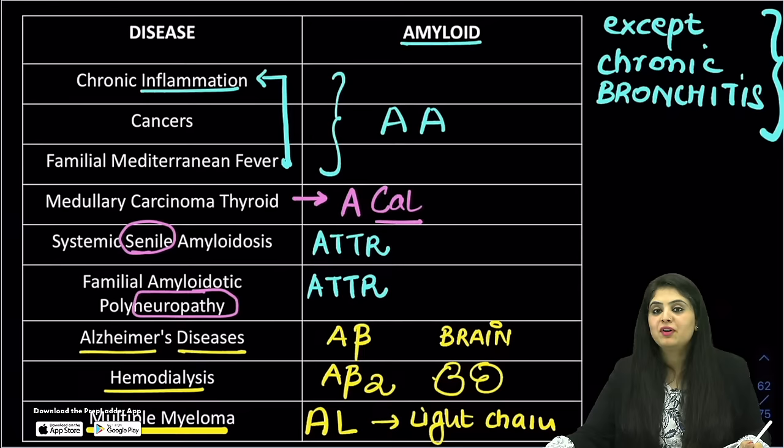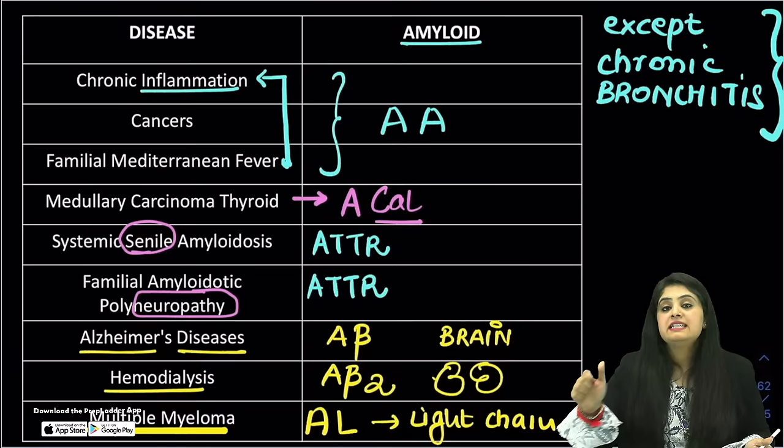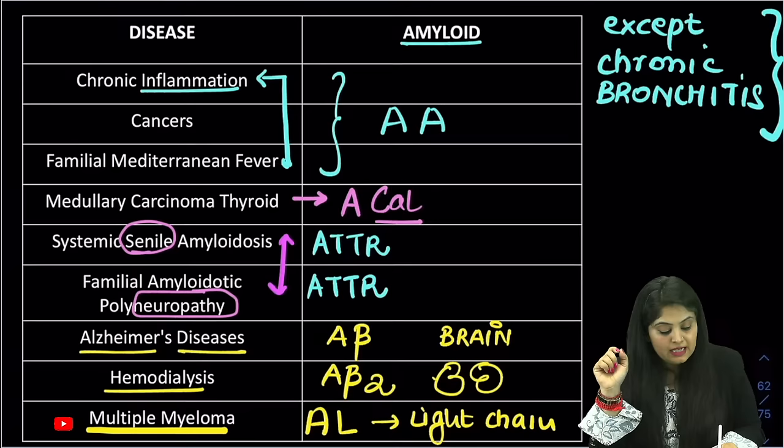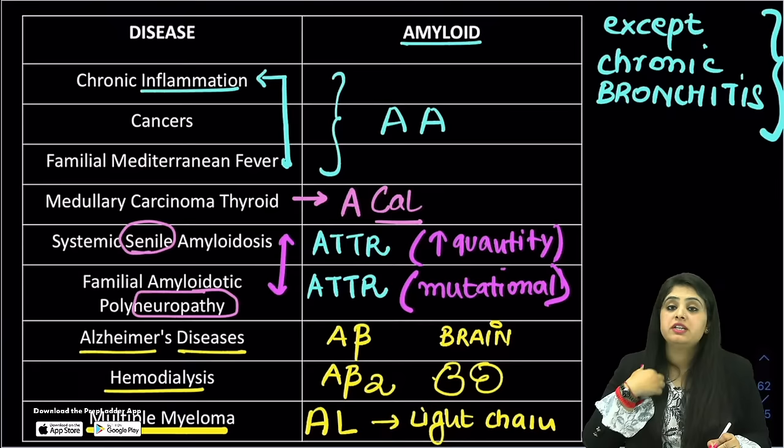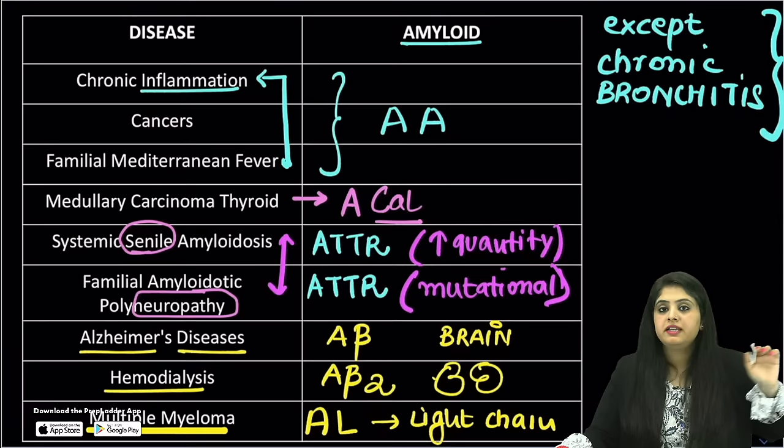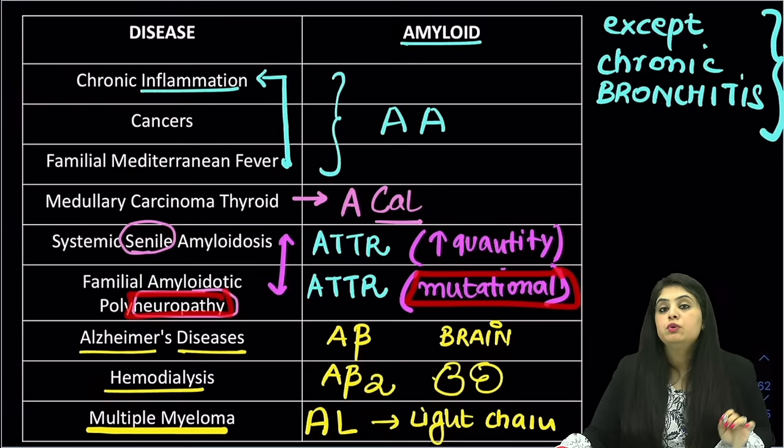Having said that, ATTR, that's not coming back, guys. ATTR alone will not solve my question because both of them have ATTR. Remember, systemic senile amyloidosis has increased quantity of ATTR and nerves have mutational ATTR. Okay? Nerves have mutational. So simple. Very, very high age, very, very high ATTR. The more the age, the more the ATTR. Whereas nerves are related to mutational ATTR. One table is done, let's go on to another table.